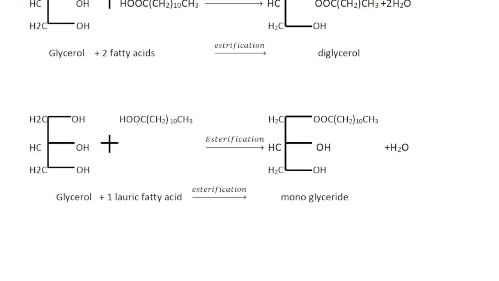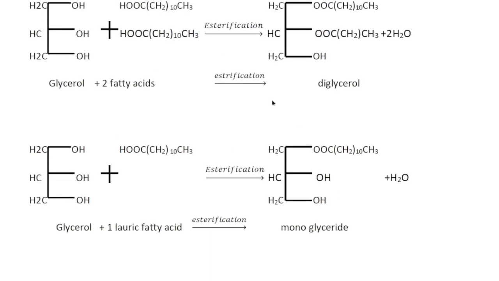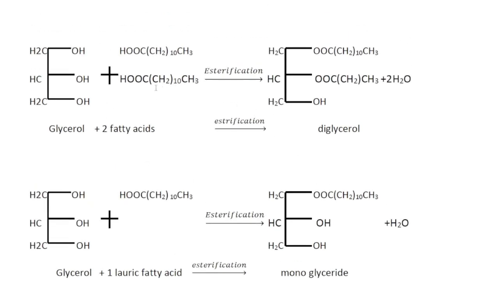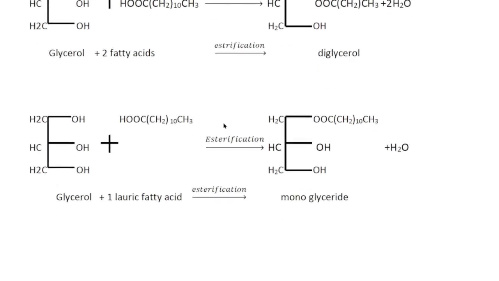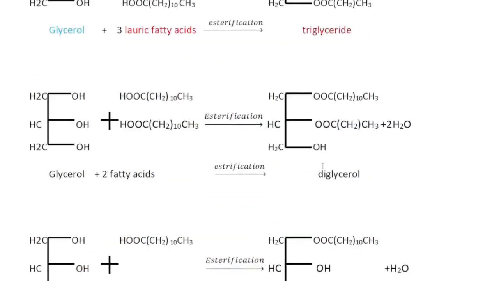Sometimes only one fatty acid will react with the glycerol. That is known as the monoglyceride. Why? Because these two hydroxy groups of the glycerol are left free, only one fatty acid reacted with the glycerol. So this is known as the monoglyceride. Two fatty acids reacted and diglyceride formed. Only one fatty acid reacted, monoglyceride is formed.